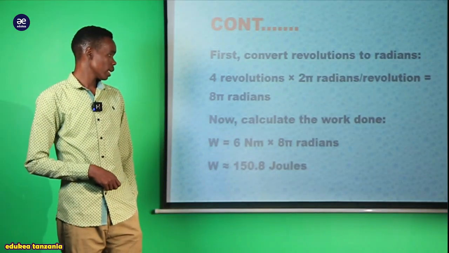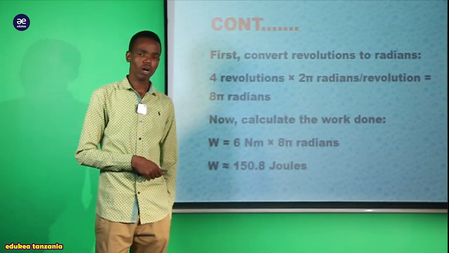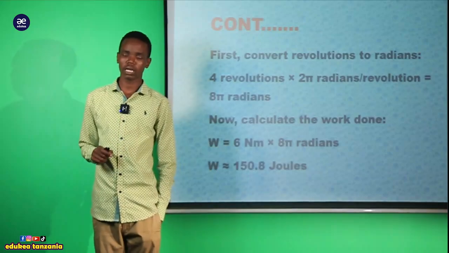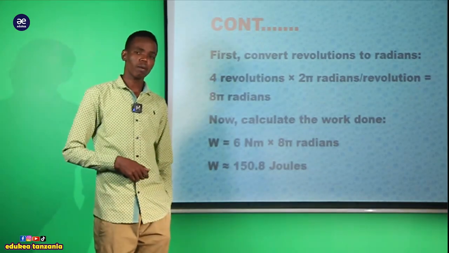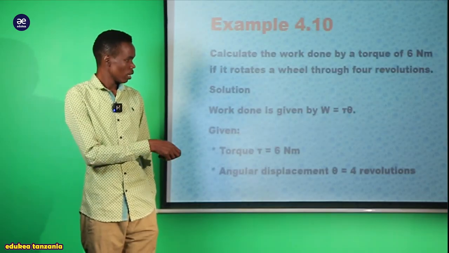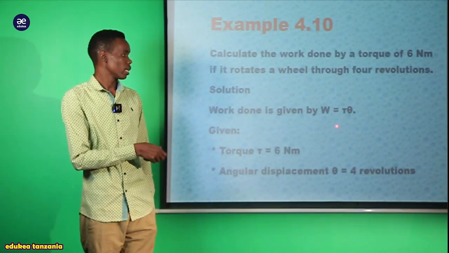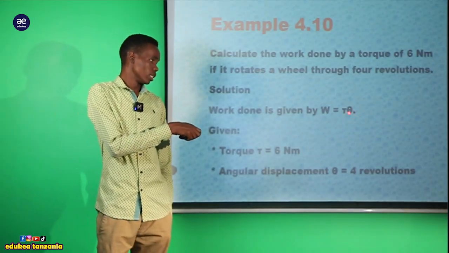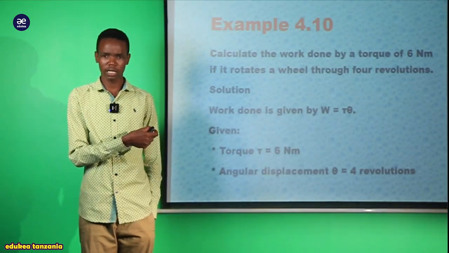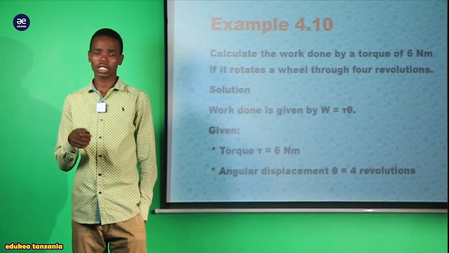So after this, let us now calculate the work done. Let us recall our formula that work done is equal to torque times the angular displacement. Instead of writing the torque here, we are supposed to place the value that we have been given into our equation. And instead of writing the angular displacement, we are supposed to use the value that we have converted into radians.